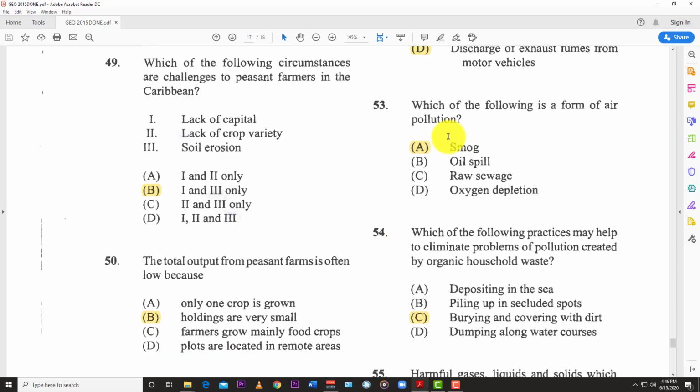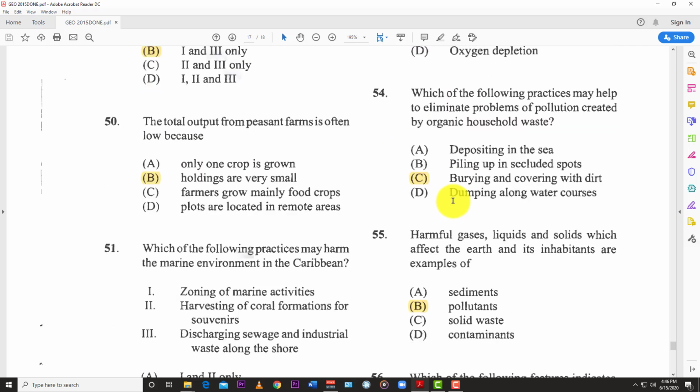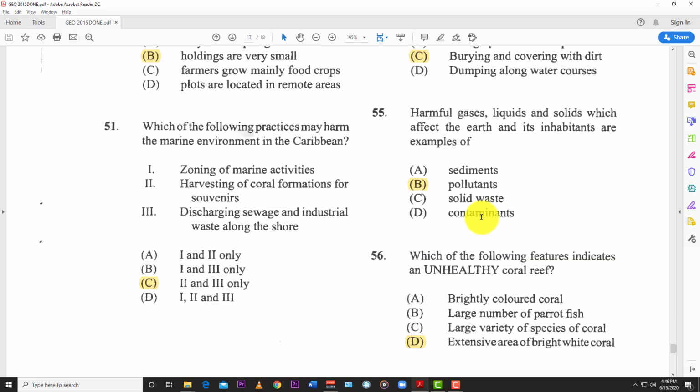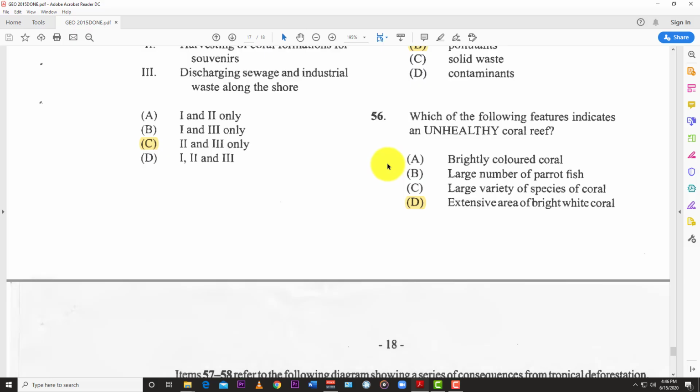53, which of the following is a form of air pollution? And of course the answer here is A, smog. Smog is a form of air pollution. 54, which of the following practices may help to eliminate problems of pollution created by organic household waste? And so the answer here is C, burying and covering with dirt. 55, harmful gases, liquids, and solids which affect the earth and its inhabitants are examples of pollutants. B, pollutants.